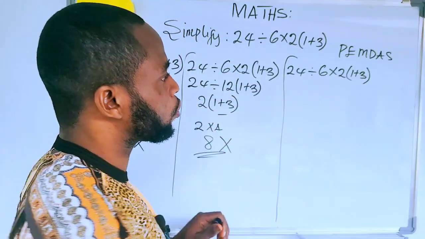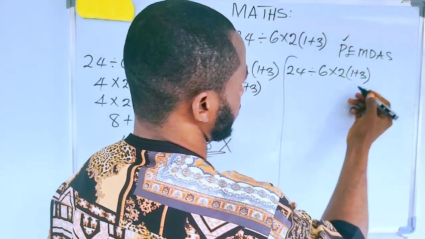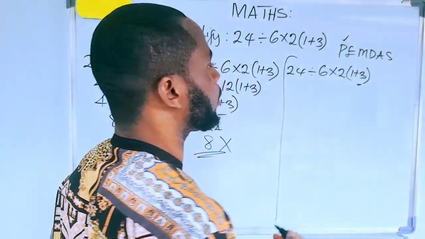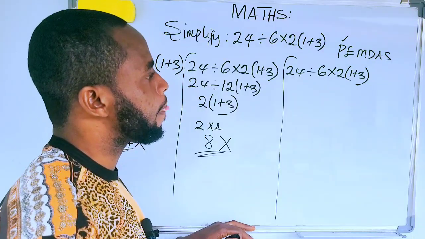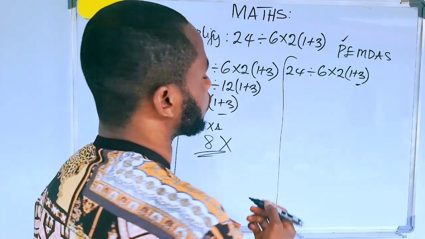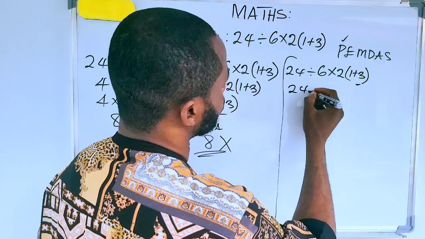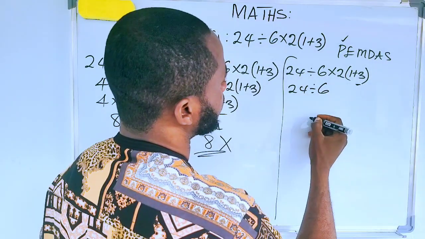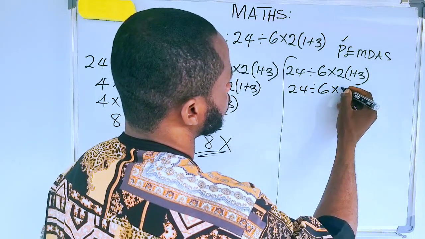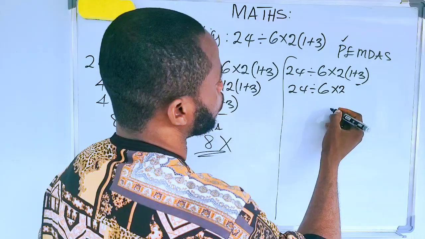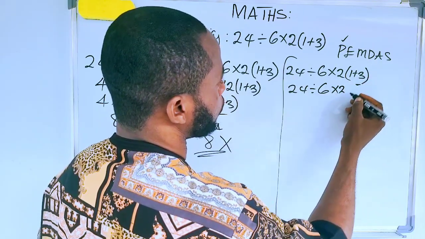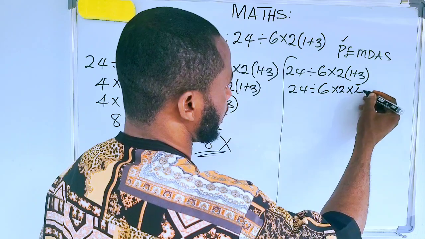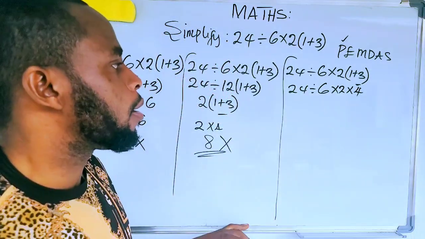Now here, first, we are going to consider the parentheses, that is, we are going to treat the terms inside the brackets or parentheses first. Then here, we are going to have 24 divided by 6, then multiply by 2. Then here 1 plus 3, that gives 4. Then we have here multiplied by 4.